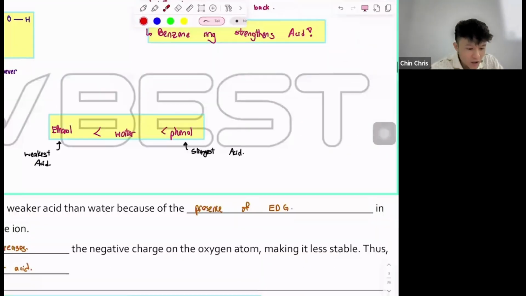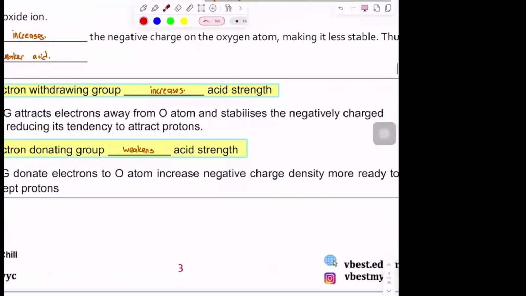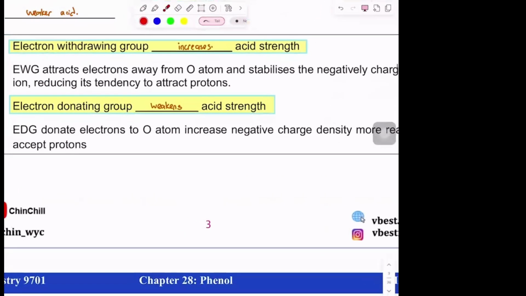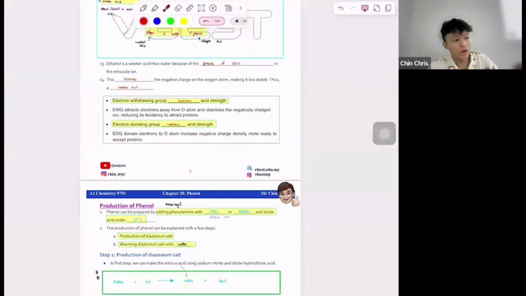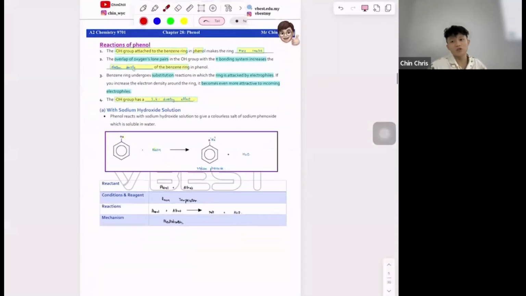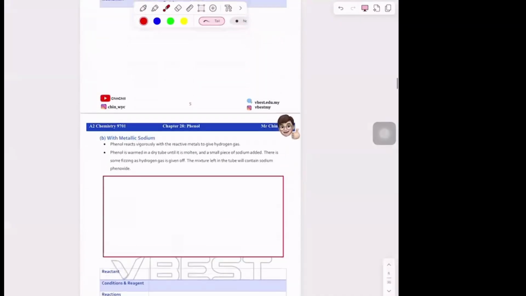Okay, guys, now let's continue. Sir, when we say phenoxide, we are referring to the ion, right? Yes, phenoxide, we are referring to the ion. The O minus is known as a phenoxide. Thank you.